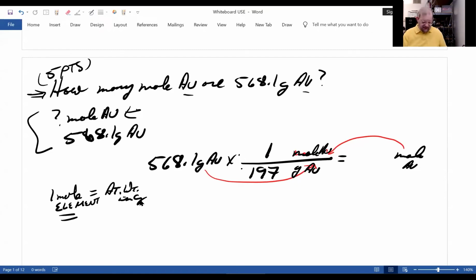And before I pick up my calculator, I'm going to look and see, do the units cancel out? And if we notice right here, we have grams of silver divided by grams of silver. Anything divided by itself equals 1. This cancels out. I'm left with moles of, not silver, gold. And that's what I want. So now I'll go to my calculator.